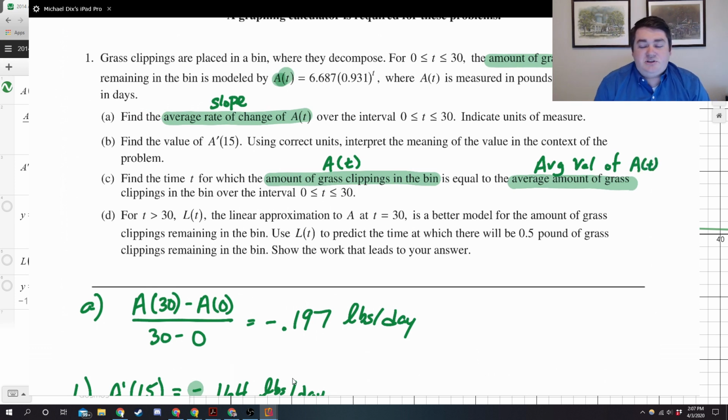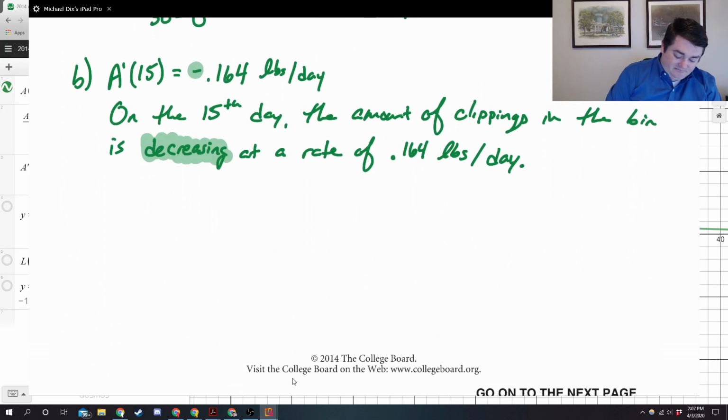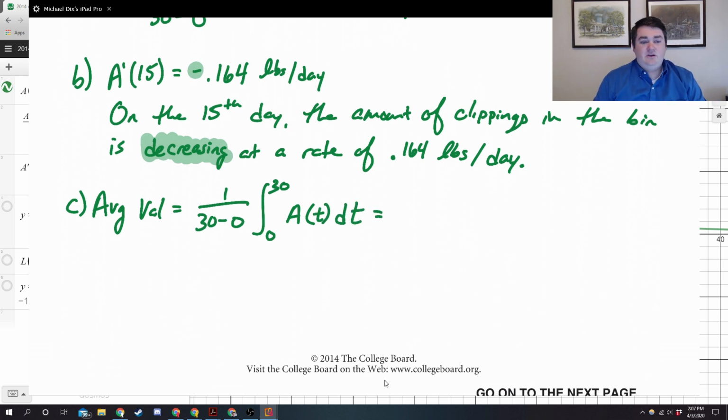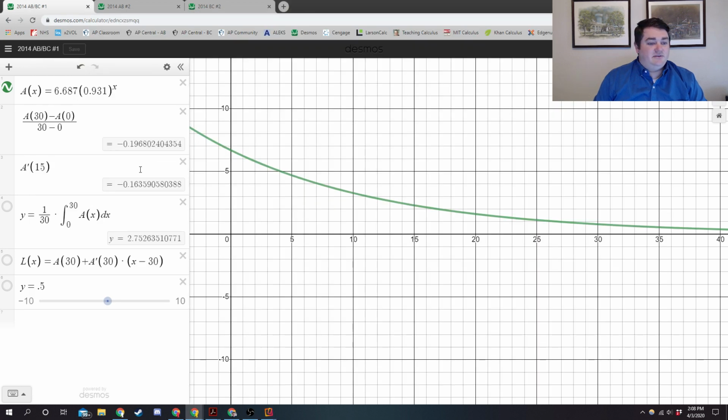And so in order to do this, the first thing we need to remember is how to find the average value of a function. And so if you're trying to find the average value of a function from 0 to 30, then that will be 1 over 30 minus 0 times the integral from 0 to 30 of my function, which I have here, 1/30 times the integral from 0 to 30 of A of t dt is 2.753.